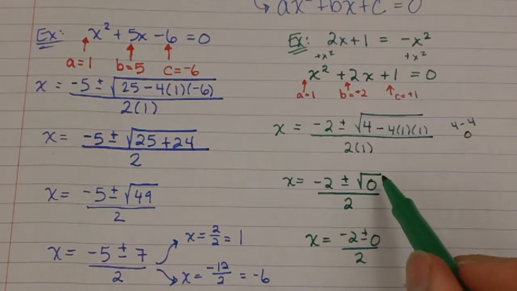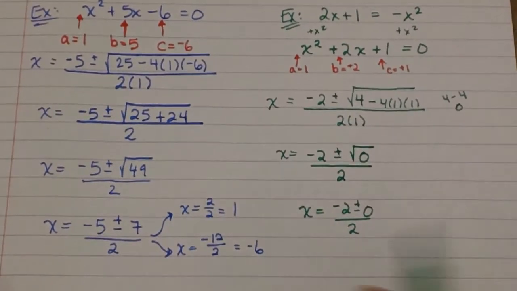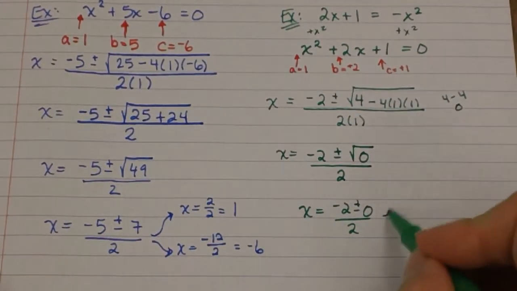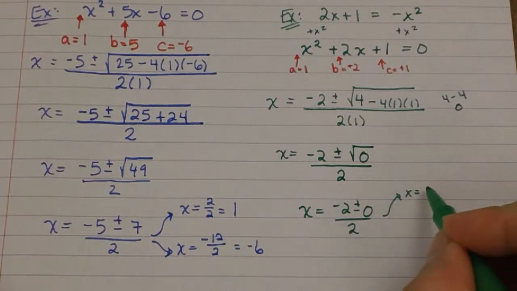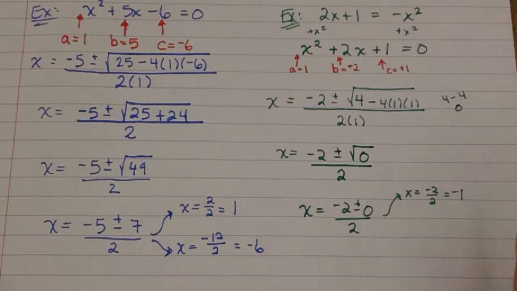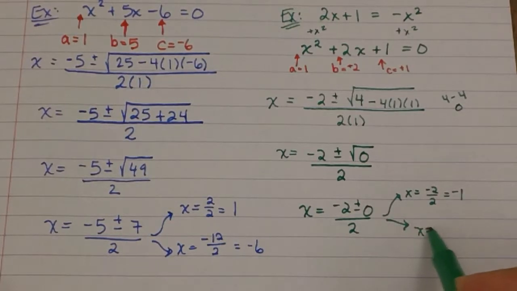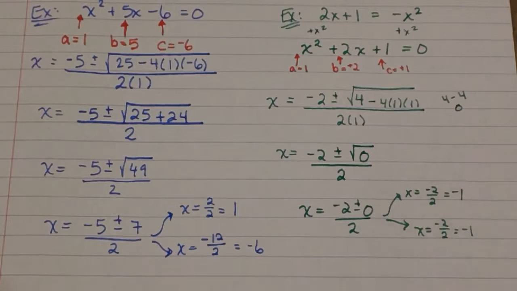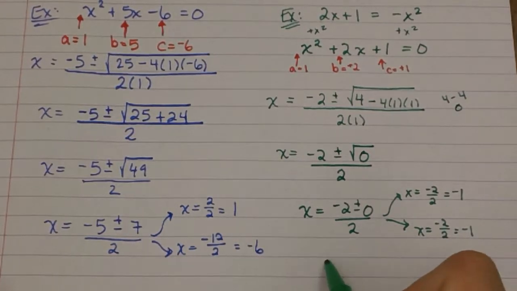Since the square root of 0 is 0, and negative 2 plus 0 is negative 2, x equals negative 2 plus 0 over 2, which is negative 1. Or x equals negative 2 minus 0, which is negative 2 divided by 2, which is still negative 1. This quadratic equation only has one solution, and it is negative 1.